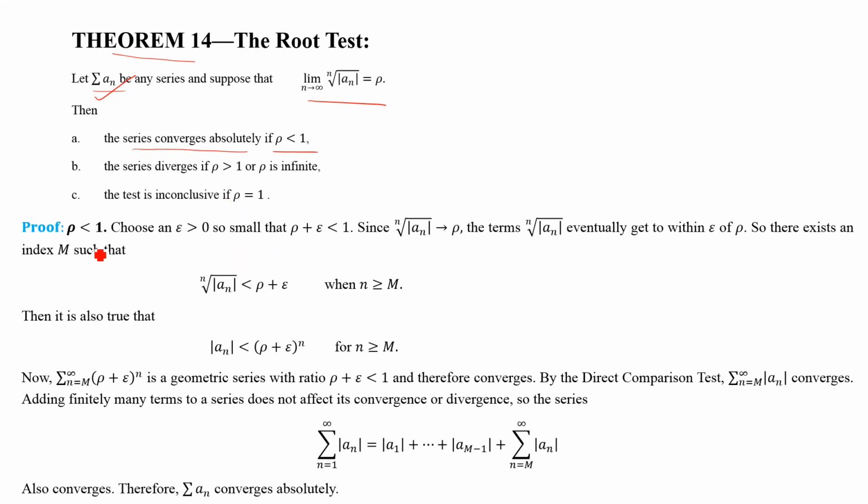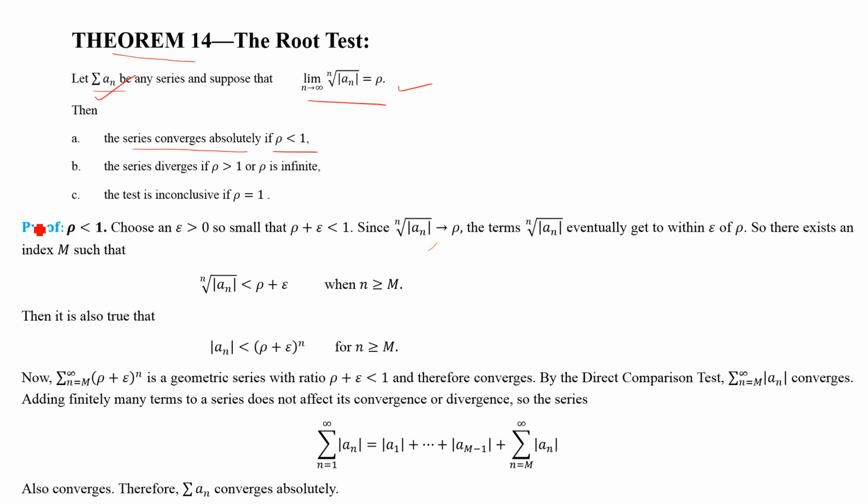So let's start with the first case, that is rho less than 1. Again, we are going to choose epsilon so small that rho plus epsilon is less than 1. Since this is given, the nth root of the absolute value of a(n) approaches rho, so the nth roots of the absolute value of a(n) eventually get to within epsilon of rho.